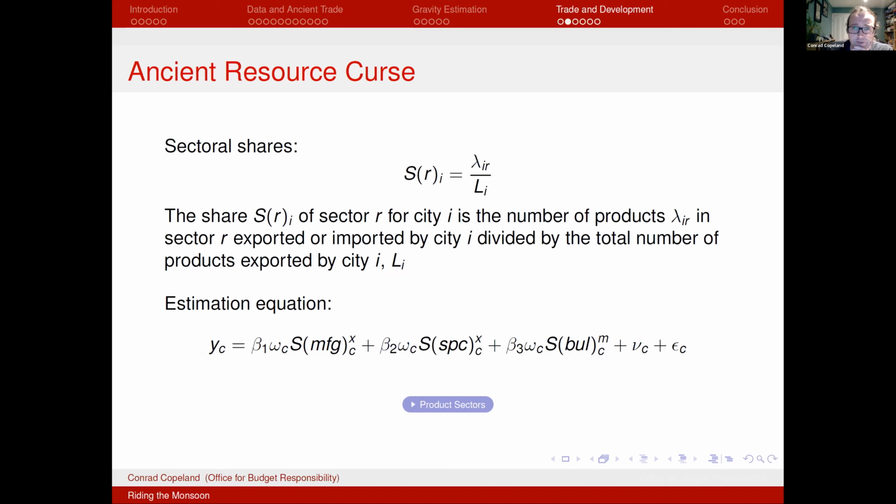And then the ancient resource curse looks at essentially the share of the export or import basket that is made up of the three product categories chosen here: basically manufacturing, spices and incense, which are the cash crop of the ancient world, and bullion or specie, which our friend Pliny deals with. And so we'll look at whether his complaint is founded or not.